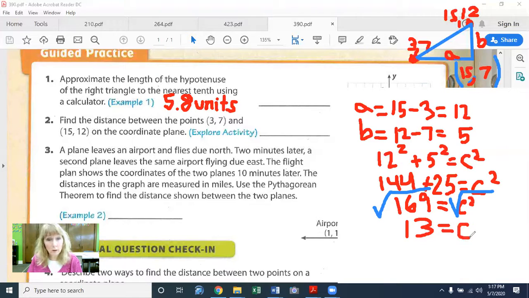So what was our goal in all this? To get the distance between this point and that point. So it is actually 13 units. A 5, 12, 13 is a very famous Pythagorean theorem right triangle. And all the multiples of 5, 12, 13 are also very well known. So that was using the Pythagorean theorem.